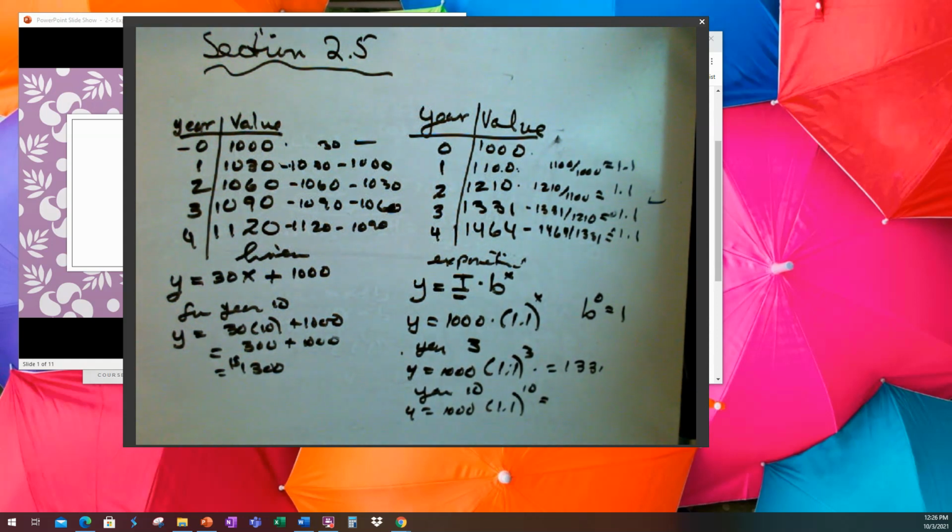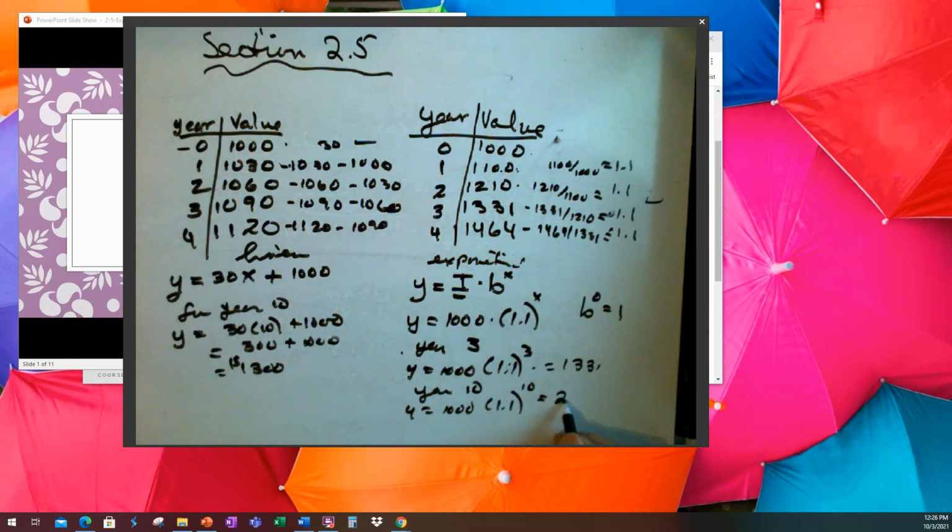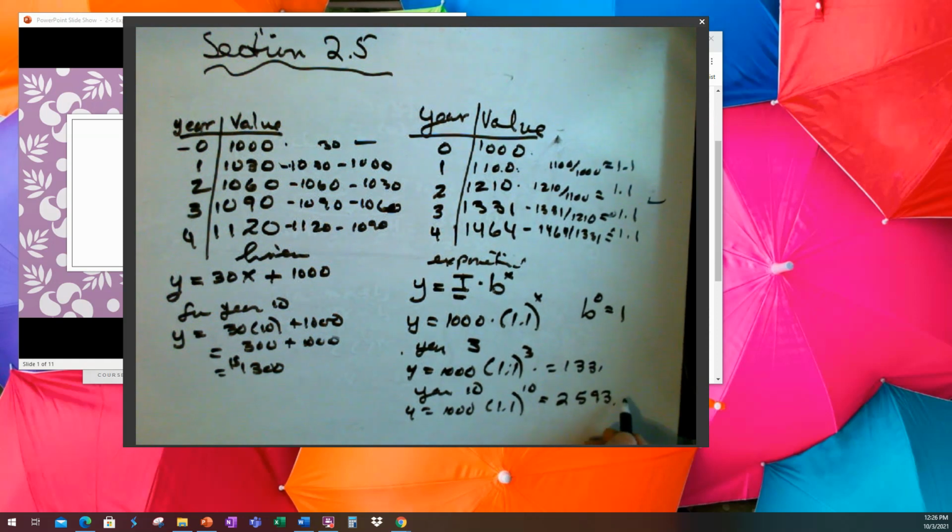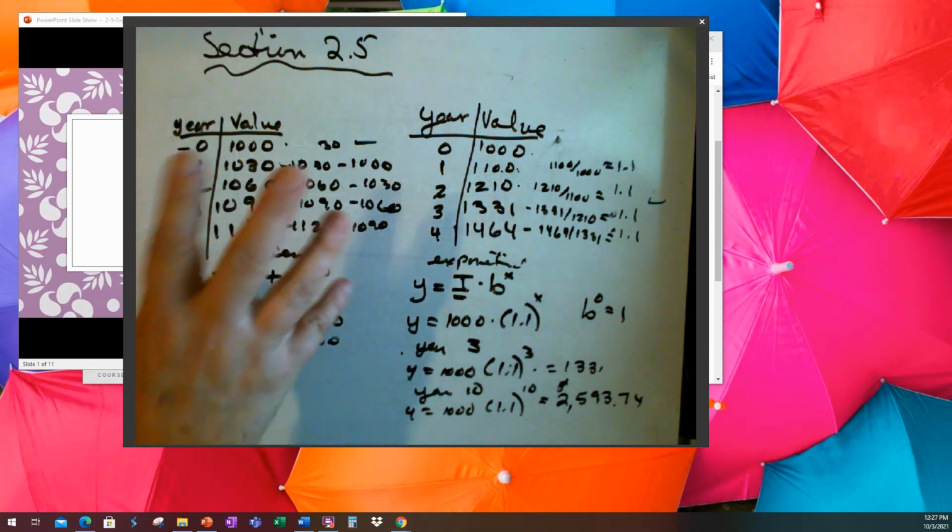Again, I can use this to predict for year 10, and that should be something like 2593.74. So if this was money, $2,593.74. This is basically a 10% return on your money per year, compounded each year. We looked at this quickly in the past when we were doing sequences, but this helps us build the model. This is an exponential model, and this is a linear model.